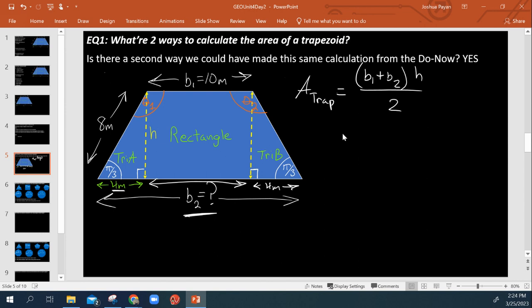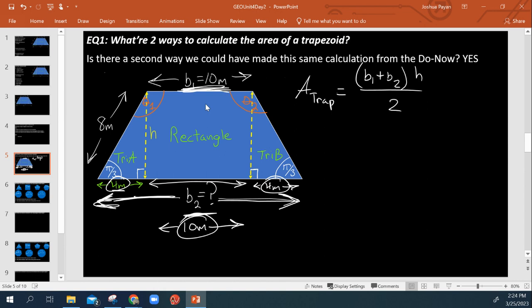Okay, so the simple way to do that is, well, we know this is a rectangle. So if this guy right here is 10 meters, that means this is also 10 meters. Okay, so our full base 2, from here all the way across back to over here, would be 4 plus 4 plus 10, so 18. So we know both base lengths, right? So base 1 is 10 plus base 2, which we now know is 18, times the height.